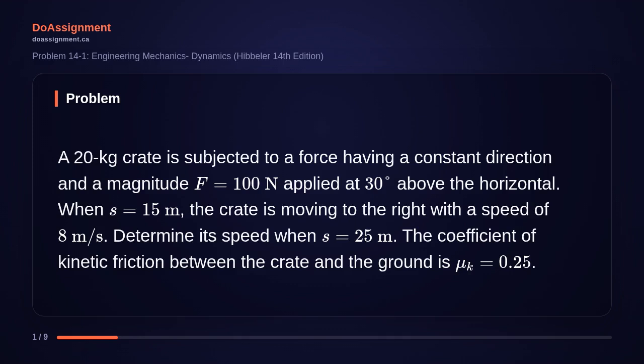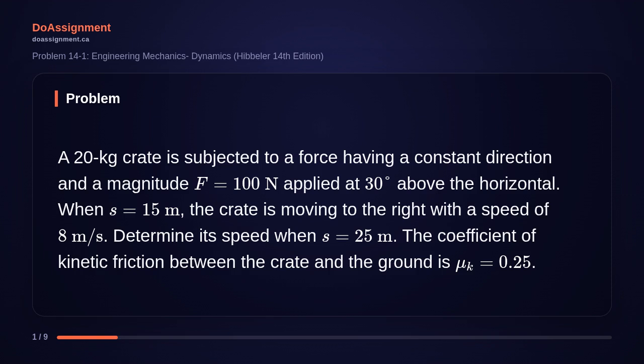A 20-kilogram crate is subjected to a force having a constant direction and a magnitude F equal to 100 newtons, applied at 30 degrees above the horizontal. When S equals 15 meters, the crate is moving to the right with a speed of 8 meters per second. Determine its speed when S equals 25 meters. The coefficient of kinetic friction between the crate and the ground is mu sub k equal to 0.25.